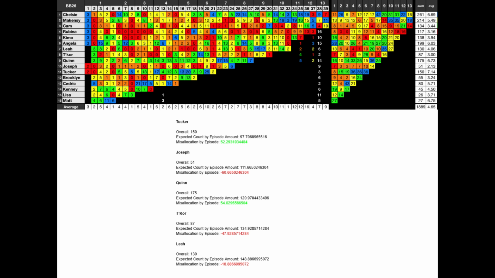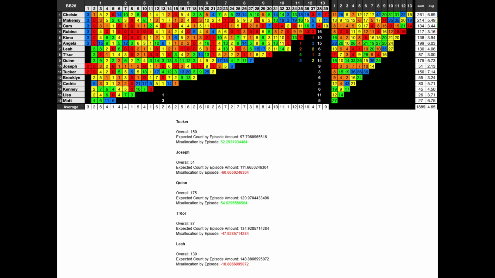We're going back in the opposite direction with Quinn, who has 175 diary rooms, and his expected count by episode amount is 120.97, causing him to have a 54.02 misallocation amount. So we're going back the opposite way again with Tikor, who has 87 diary rooms, and her expected count by episode amount is 134.92, causing a negative 47.92 misallocation amount.